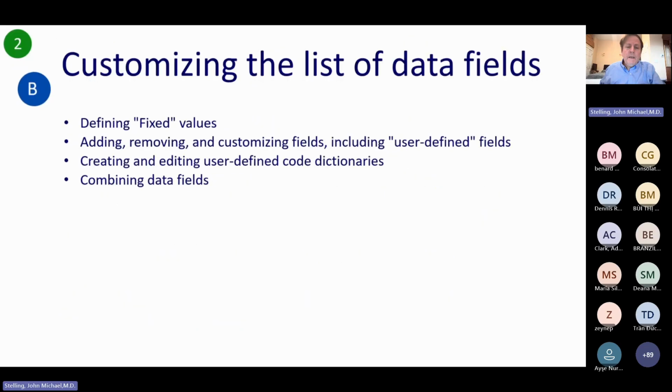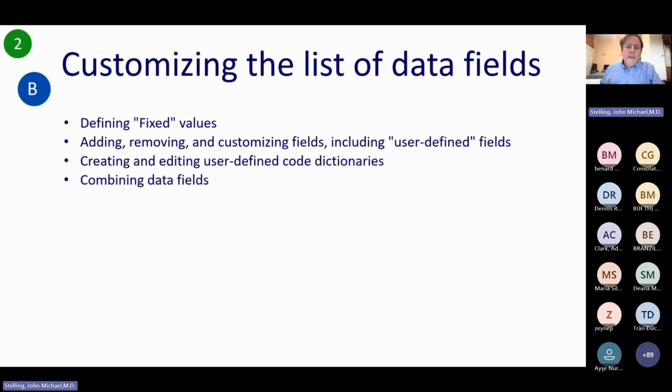Good. Now we're moving to completely new material. We did a little bit of new, and now we're doing everything new. So customizing the list of data fields to optimize them a bit. We did not discuss this last time. Defining fixed values, adding, removing, or customizing fields, creating and editing dictionaries. We already saw a little bit about editing dictionaries. I showed you that with the location dictionary. And combining data fields, and I'll talk about what that means.